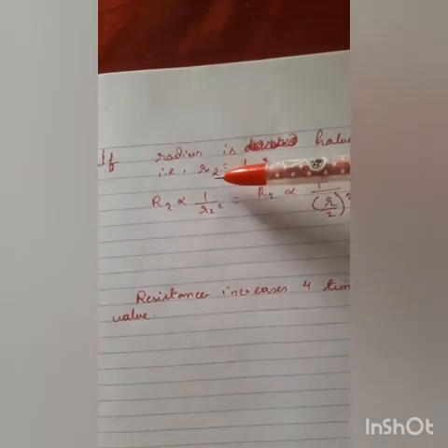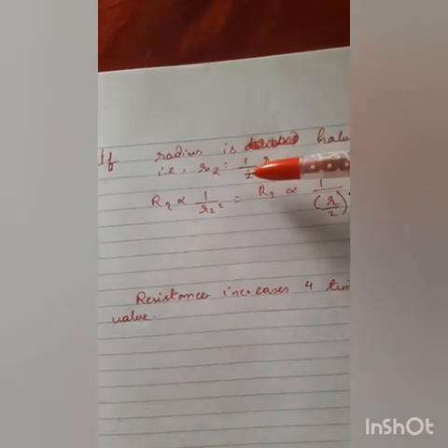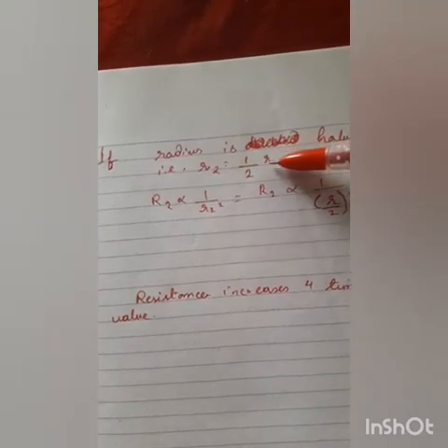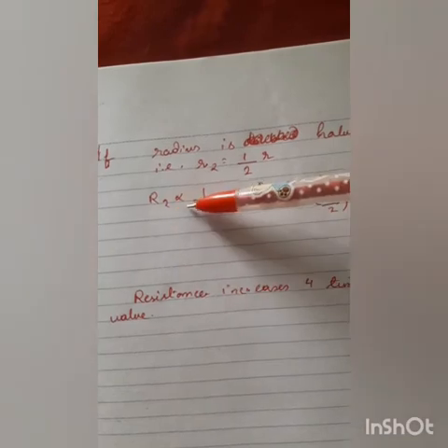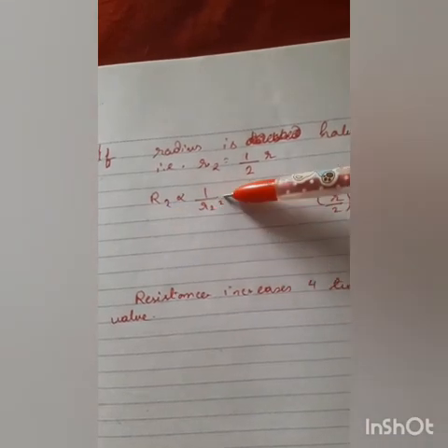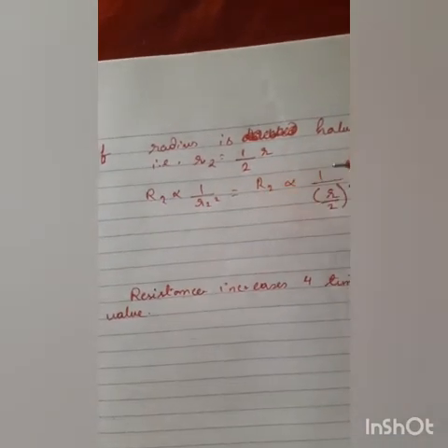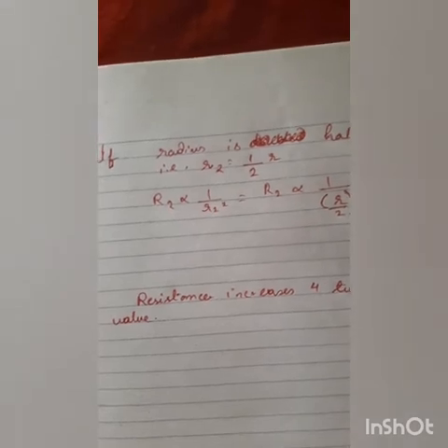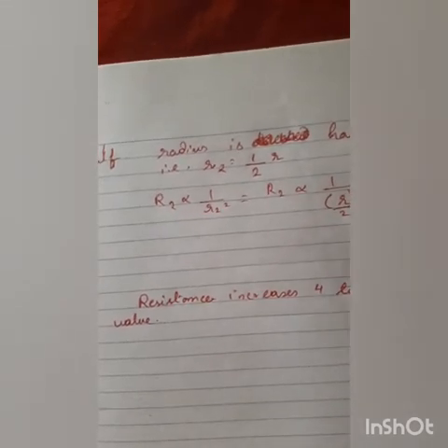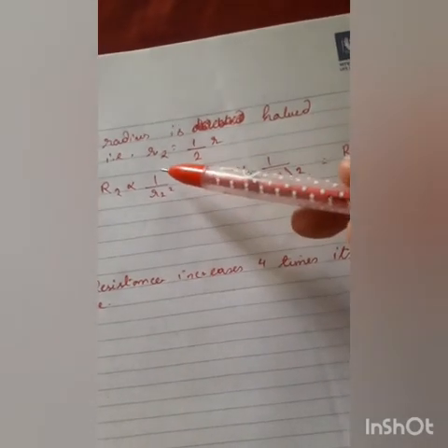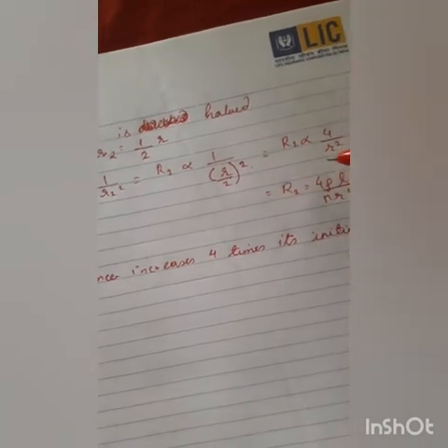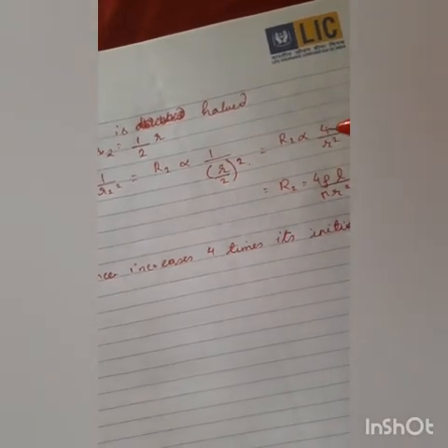Let the new radius be r2. Small r2 equals half of small r. Small r was the previous radius. So capital R2 varies as 1 by small r2 whole square, which is R2 varies as 1 by r by 2 whole square. Why r by 2? Because r2 equals r by 2. So this 2 will go to the top and it will become square. So it will become 4. So R2 varies as 4 by r square.